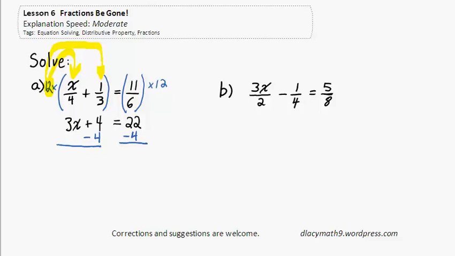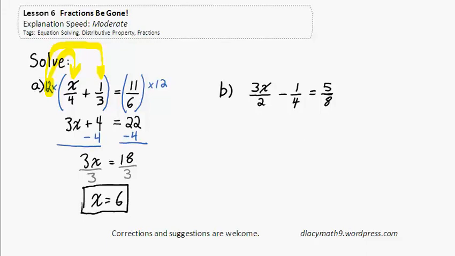This leaves us with 3x equals 18, and we're almost done. I'm going to divide both sides by 3, making a coefficient of 1 in front of the x, and I am left with my answer, x is equal to 6. Fractions be gone. Let's try it over on the other side.